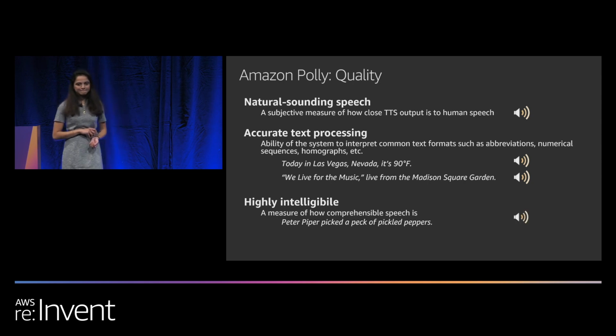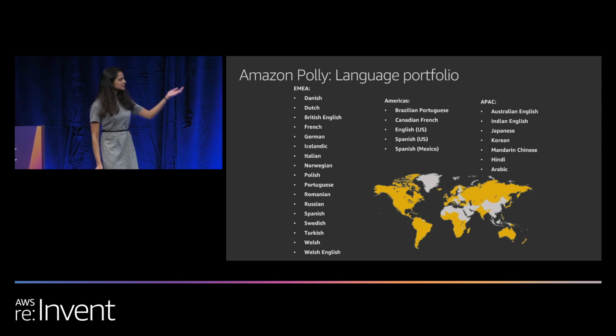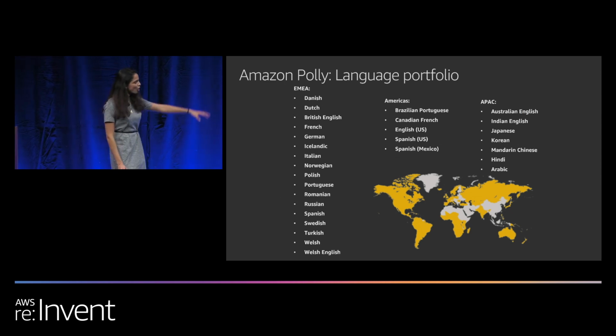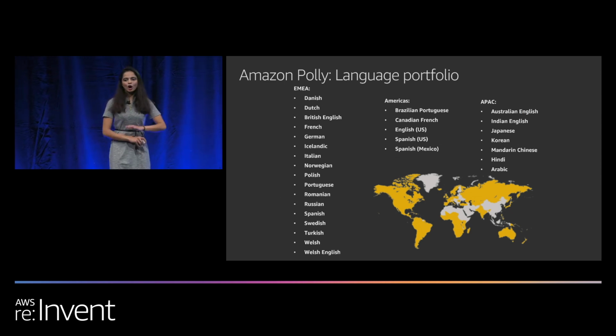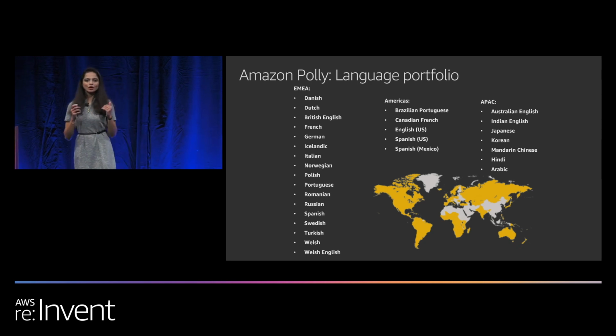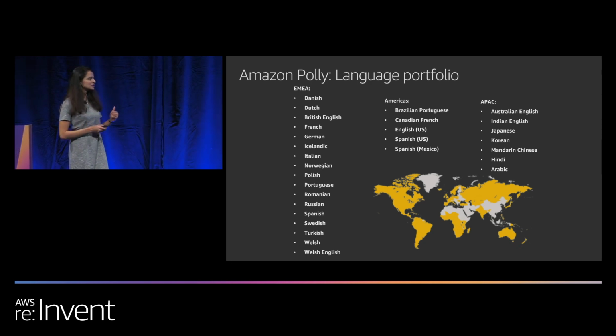Picked a peck of pickled peppers. So that's Poly, and as you can see, we support almost all regions, and the orange thing in that map is all the regions where Poly has its voices and different languages it can speak in.